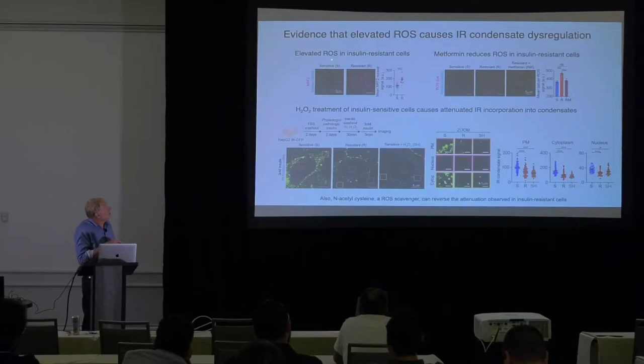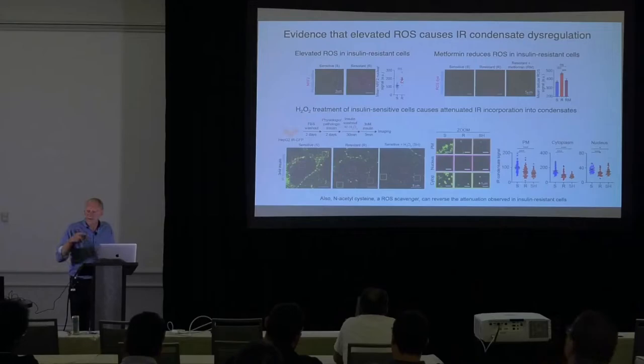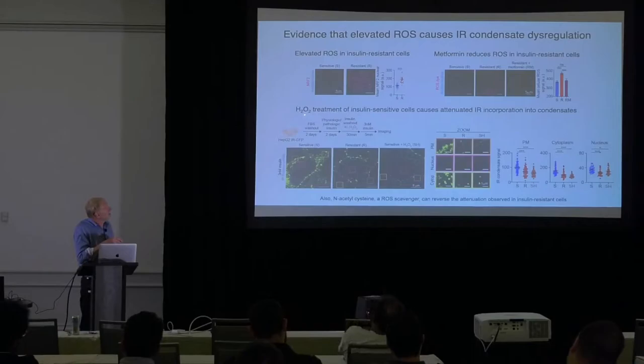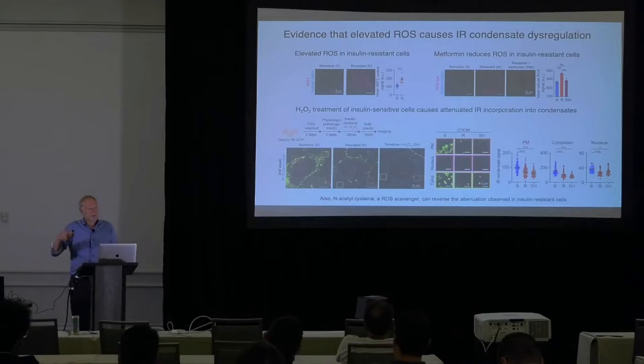And so what Jesse and Alessandro were able to show is that in the insulin resistant cells, you have an elevated level of reactive oxygen species, that the treatment of these cells would reduce ROS in those insulin resistant cells, and that they could phenocopy then the effects of ROS by treating with a level of hydrogen peroxide that the cells would see, insulin sensitive cells, and make them have an insulin resistant phenotype. So here's the evidence in insulin sensitive cells treated with hydrogen peroxide that you lose the ability when you stimulate the cells with insulin to see increased levels of the insulin receptor migrating into the puncta.